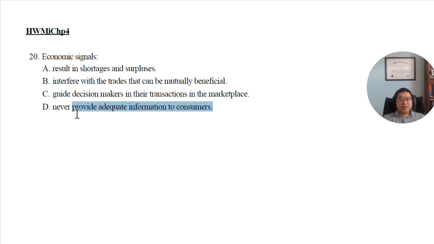Okay, D. Economic signals never provide adequate information to consumers. What we say is actually the economic signals, the market price, sometimes can be more informational. Even on Amazon, you can see a lot of pictures, videos, reviews, a lot of high star ratings for a product. But if its price is not really there, you want to check the 0 star, 1 star reviews, because those may actually tell you the truth. The 5, 4 stars, they may be bought.